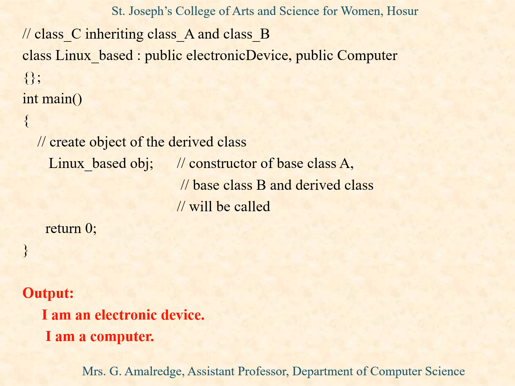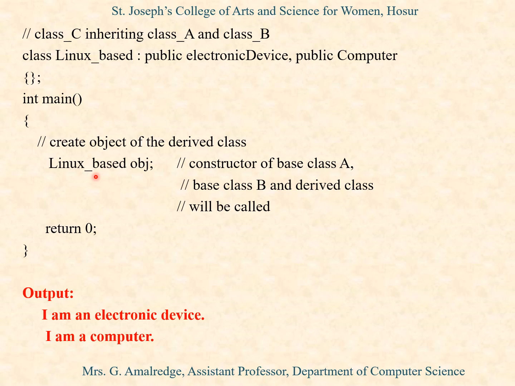Now we are going to create a subclass called Linux based. This Linux based subclass is inheriting the features of the base classes electronic device and computer. Here electronic device and computer classes are having the access specifier public. Public means we can access the data members outside of the class also. Now we are going to create the main function. Main function is the starting place for execution, and in the main function we are creating an object for the class Linux based, because this is the subclass.